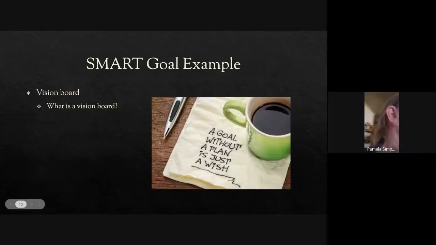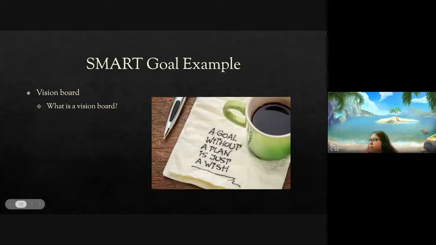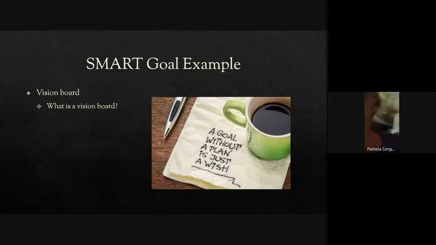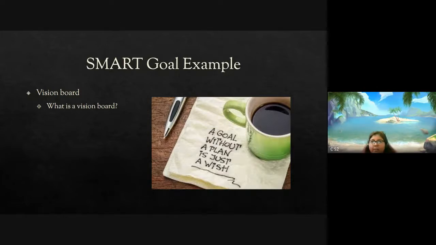We have to go back up there now. So there's so many examples. Some people, you can write them down and they'll be perfect. Others might be a visual person, so they can do a vision board.